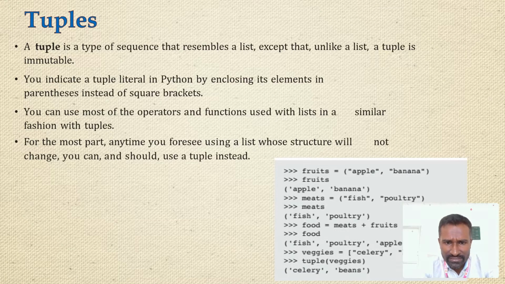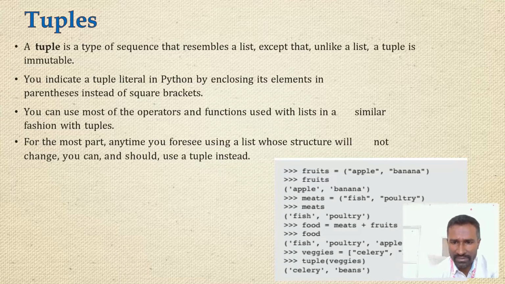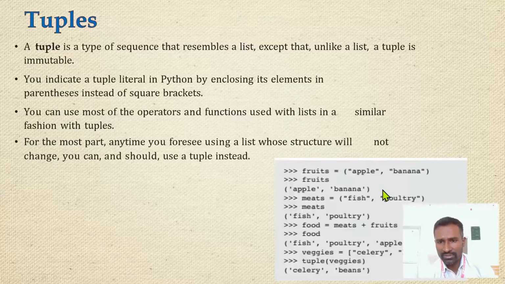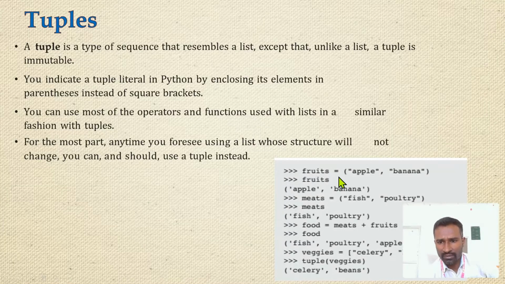This is the most important point. Anytime you forecast using a list whose structure will not change, you can use a tuple. So no one will be able to change it. For example, fruits is a tuple: apple, comma, banana. If we display fruits, it shows apple, banana.